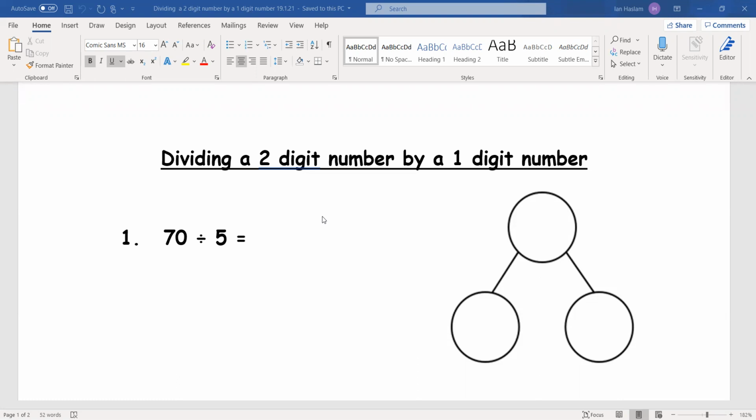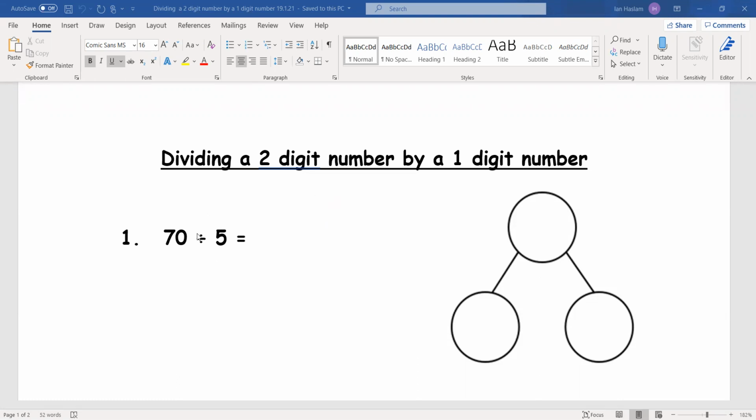More practice on dividing a 2-digit number by a 1-digit number, where the number that we're dividing isn't in our normal times tables up to 12 times that number. So we're not going to partition just into our tens and our ones. We have to partition a little bit differently like we did yesterday.